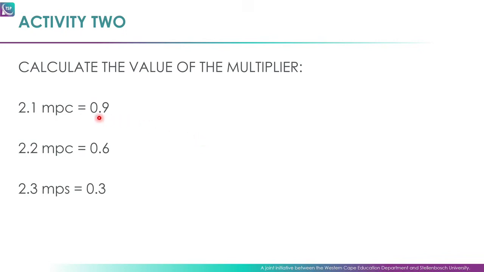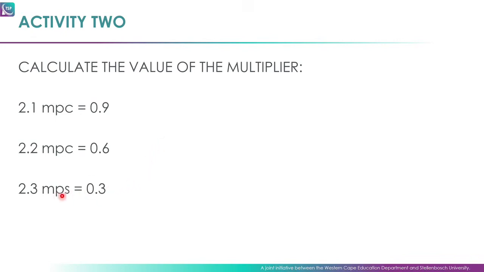Right, so let's look at these answers. As I said, it is going to be 1 over 1 minus 0.9, which means that is 1 over 0.1. So your answer there will be 10. The next one, it is going to be 1 over 1 minus 0.6, which is once again 1 over 0.4, which is the same we had earlier on. So the answer there is 2.5.